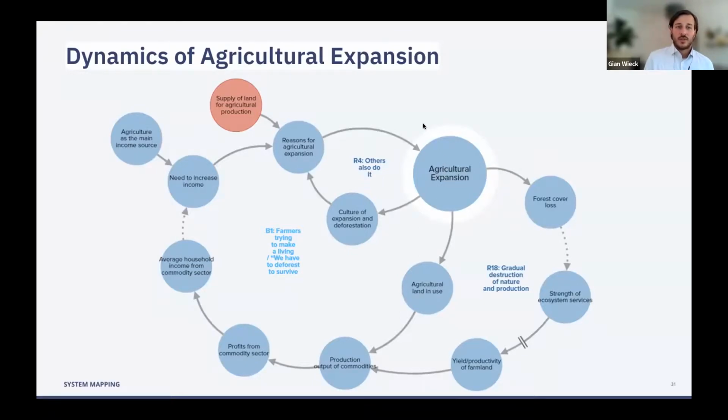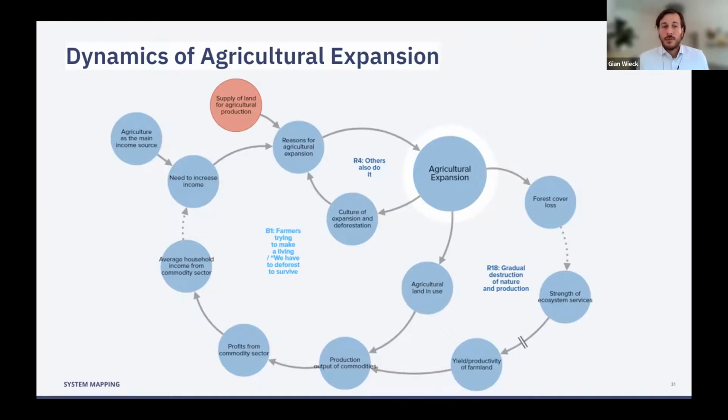So there's a need to increase income. So smaller farmers, but also larger farmers, then increase their agricultural land. So there's more agricultural land in use that you see in the middle. In the bottom, we have a higher production output, also something that you pointed out. Then eventually there's more profits from the commodity sector, which would increase the average household income, which would then reduce the need to increase income and the need for further expansion.